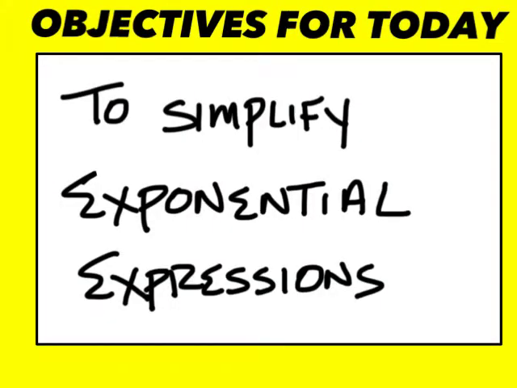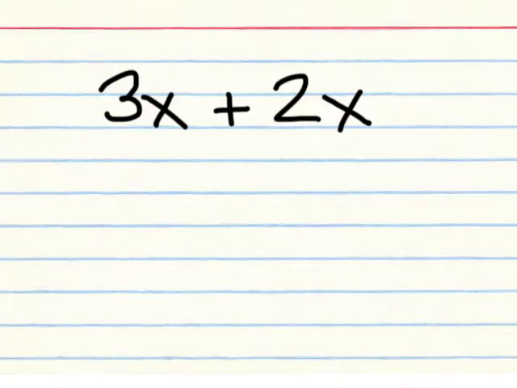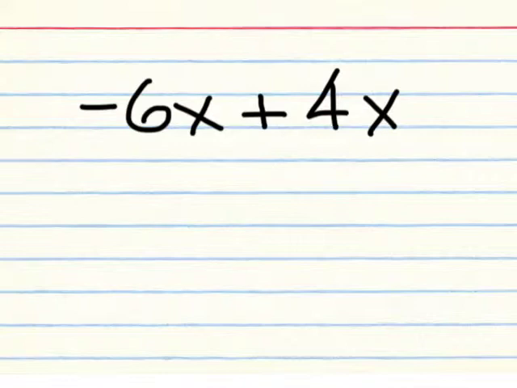To simplify exponential expressions. Learning targets are to add, subtract, multiply, and divide exponential expressions. 3x plus 2x. This is what you call like terms. If you have 3x's and 2x's, you add them together to get 5x's. Negative 6x plus 4x is simply going to be negative 2x.